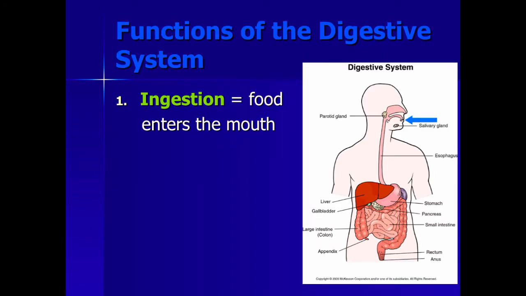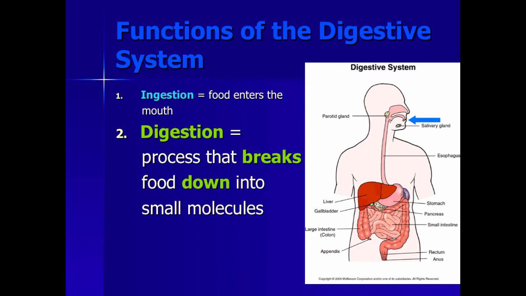Okay, so let's talk about the function of the digestive system. Obviously, the first one is ingestion, where food enters your mouth. Digestion is going to start taking place in the mouth. It is the first organ involved in the digestive system. Digestion is actually the process that breaks down food into small molecules.